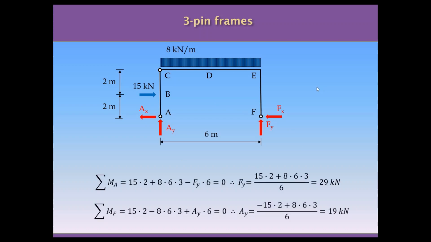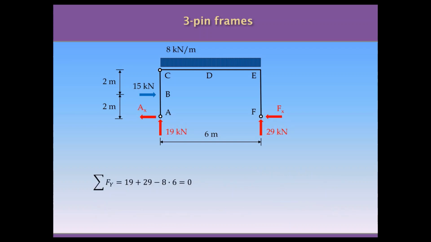The summation of moments around the points A and F will be done in the same way as before, getting the vertical reactions. This is exactly the same. And in order to establish that these calculations are okay, we use the summation of forces in the y direction for the whole structure, and we check that the reactions are okay.